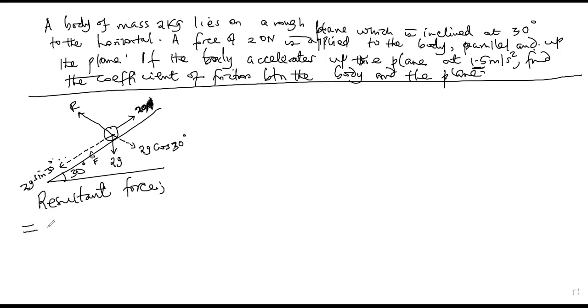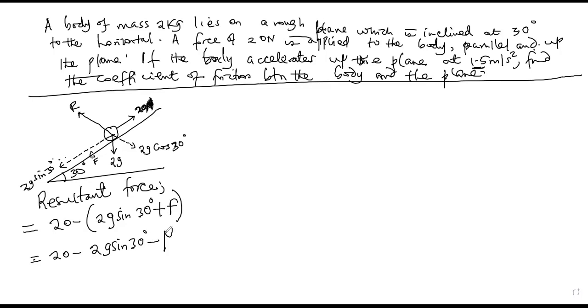So the resultant force is equal to 20 minus 2g sin 30, then of course minus mu R. But R, when you resolve perpendicularly, is equal to 2g cos 30. When you look at this, R is equal to 2g cos 30.